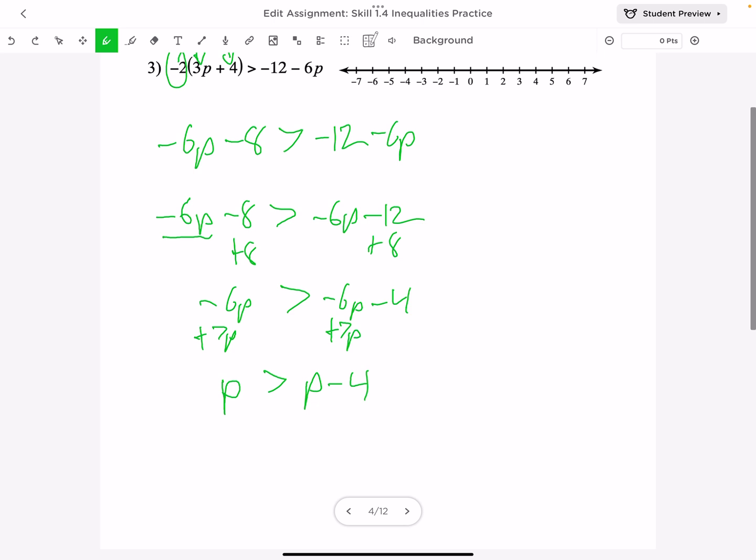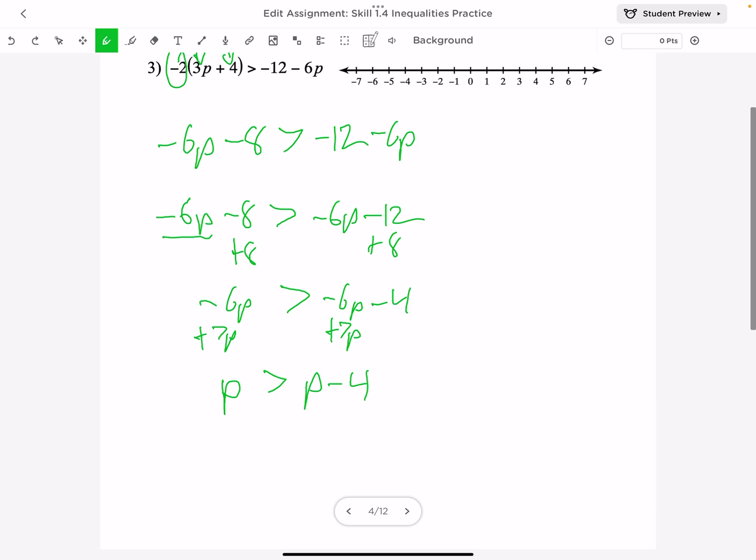Now ask yourself, is this true? If I put any number into p, right? So think about if I plug in 5 is greater than 5 minus 4. Well, of course that's true. And you can see for basically all values of p, this statement's going to be true.